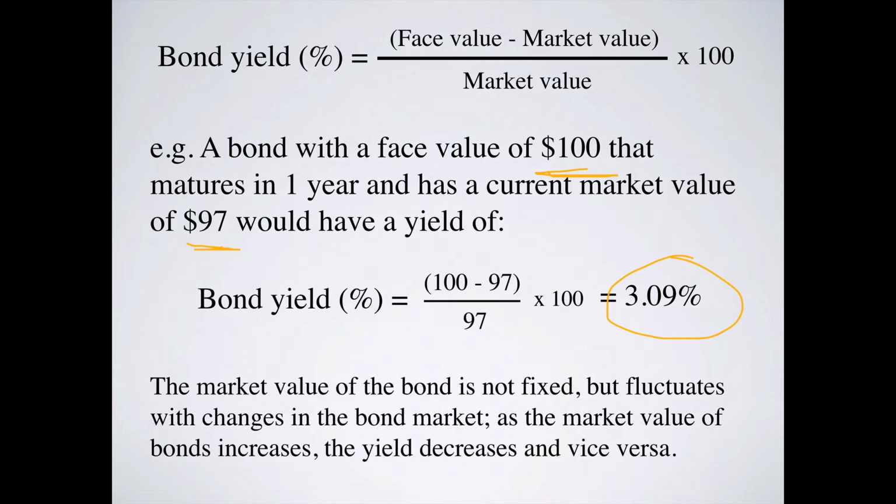And just note that the market value of the bond is not fixed. It's not always going to be 97. That's a product of the bond market. It fluctuates with changes in the bond market. As the market value of bonds increases, like, let's say it was to go from 97 to 98, the yield would be less, right? You'd have 2 over 98. You can do the math yourself. That's less, the percentage is less there. And vice versa, if the price of the bonds were to go down, then the yield would go up.